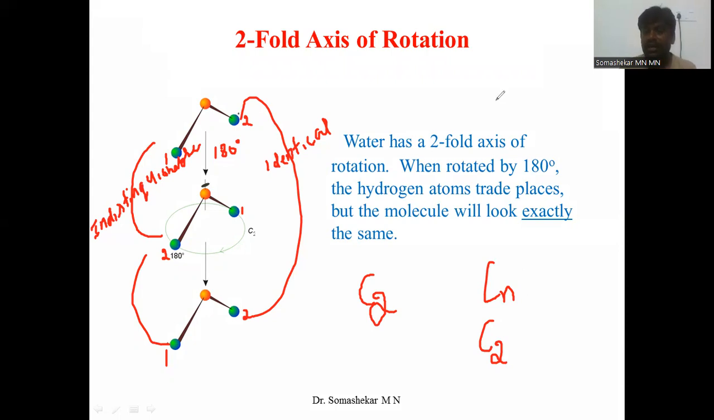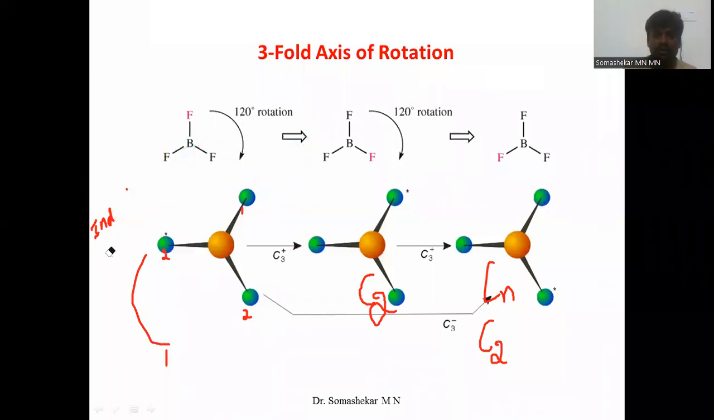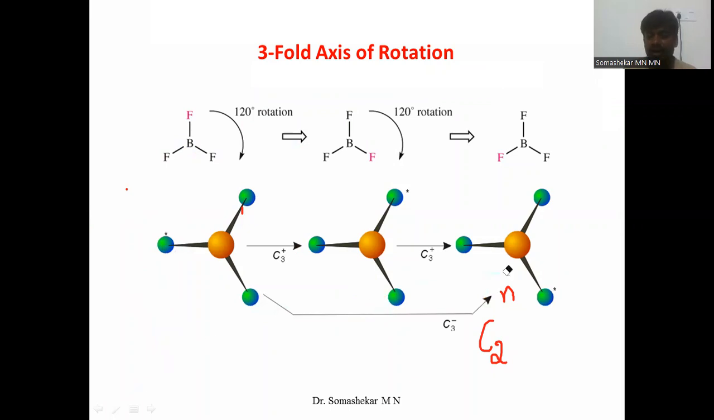Let us take another example and try to find out what symmetry elements are there, what type of Cn axis is there in this molecule. Now I'm taking the example of the BF3 molecule.